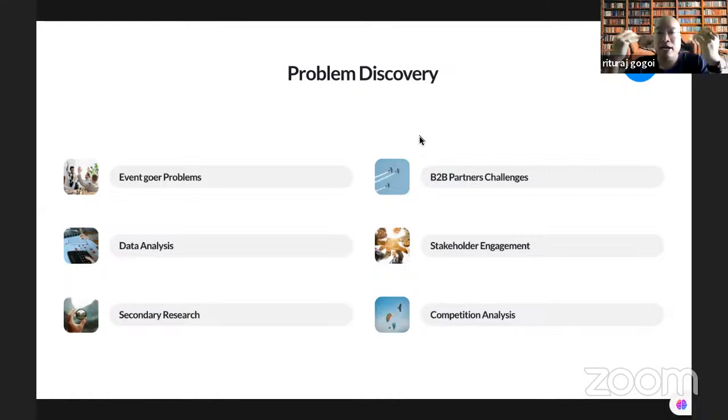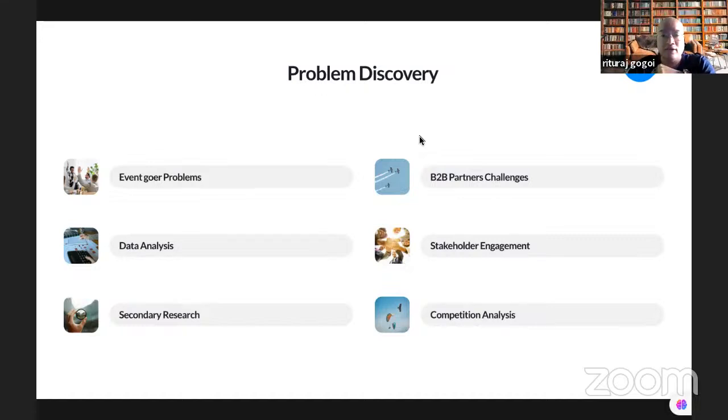So we broadened our horizons and did analysis of this extended competition as well. We tried to understand what functionalities and features they were offering, what the strengths and weaknesses of these platforms were, and what they were doing right that was getting users to come and spend time on those platforms.